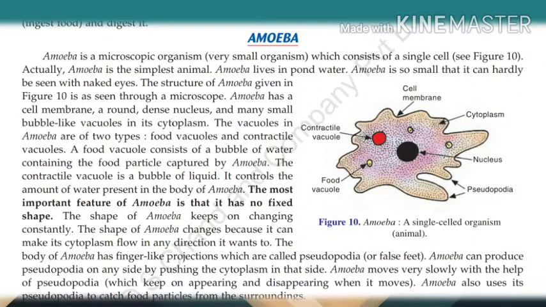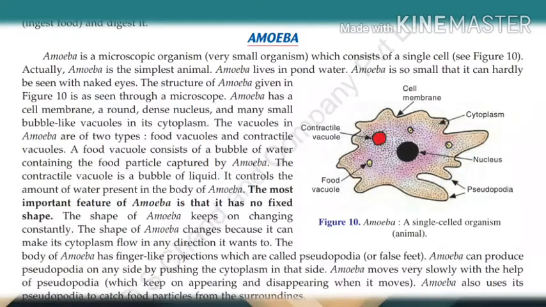Yes. Food vacuoles consist of a bubble of water containing the food particles captured by amoeba. So what is present in the food vacuole? It consists of a bubble of water along with the food particle which is captured by amoeba.